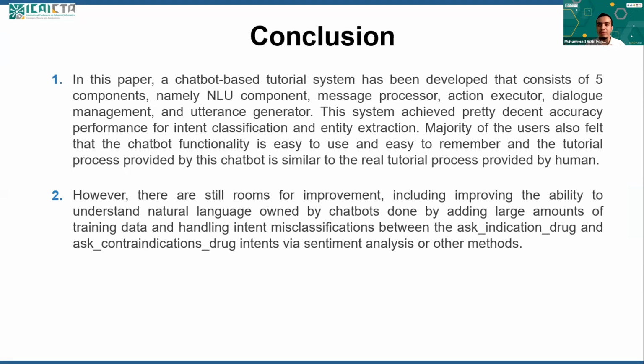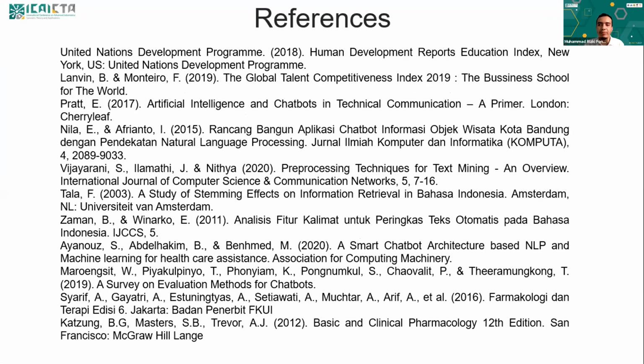However, there is still room for improvement, including improving the natural language understanding by adding more training data, and handling intent misclassification between as-indication drugs and as-contraindication drugs, because through intents usually the tokens differ only by the word not. So we can maybe use sentiment analysis and classify whether it is a positive sentence or negative sentence, or use other methods. This is the references for our paper.